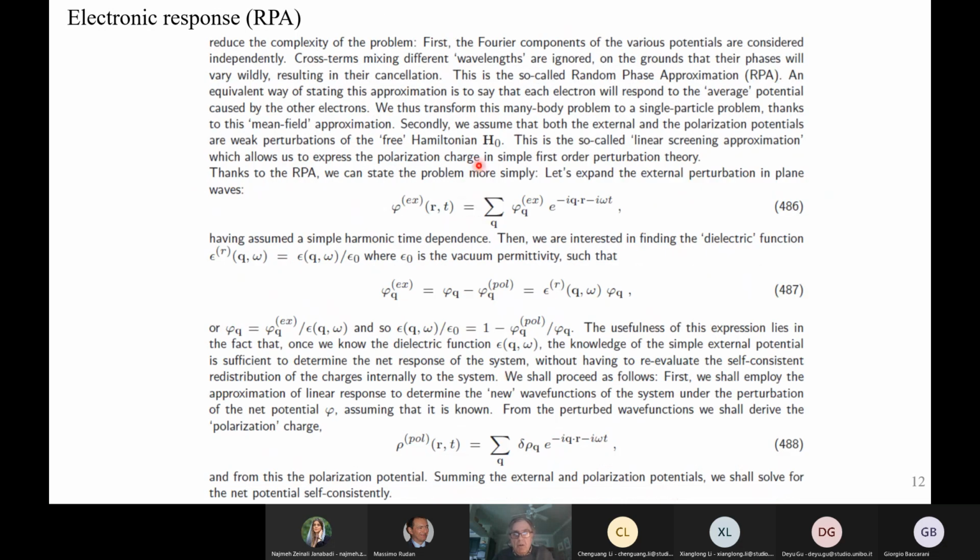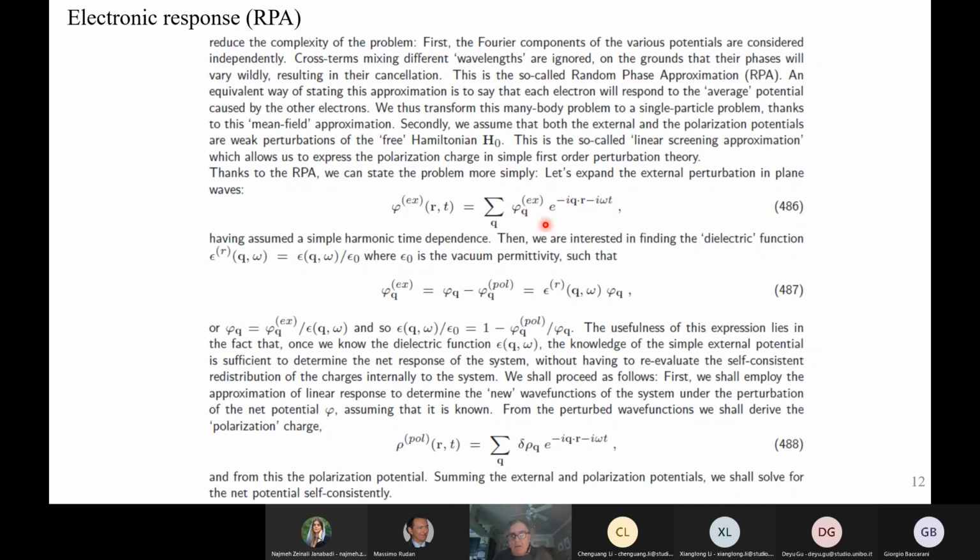The strategy that we followed was the following. We used the random phase approximation. So we decompose the external perturbation into its Fourier components, both spatially and temporally. And then we look at one component at a time. I'm not sure why I didn't put the little omega here, but this depends on time as well. And then we define, as I said, the relative dielectric function by this expression. So we express the total perturbation that the electron feels as the external potential divided by the dielectric constant by moving this on the left-hand side.